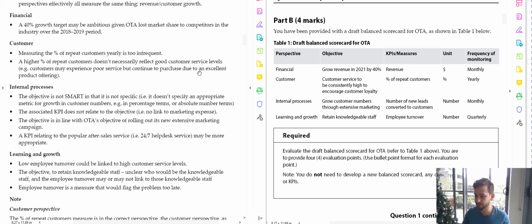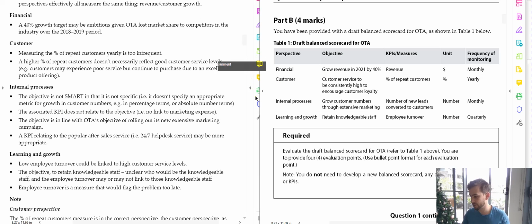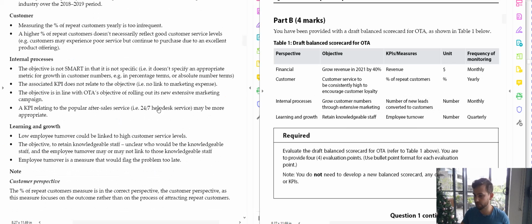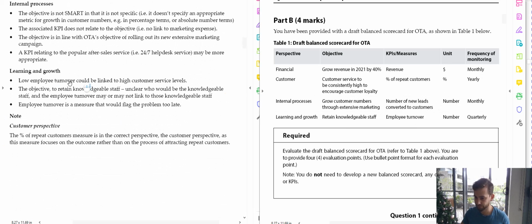Internal processes: the objective is not SMART in that it's not specific. Grow customer numbers through extensive marketing. Yes, it's a very broad objective, right? So it doesn't specify an appropriate metric for growth in customer numbers, e.g. in percentage terms or absolute number terms. The associated KPI does not relate to the objective, e.g. no linking to marketing expenses. Yes, it's just saying number of new leads converted to customers. That's still got nothing to do with marketing. The objective is in line with OTA's objective of rolling out a new extensive campaign.